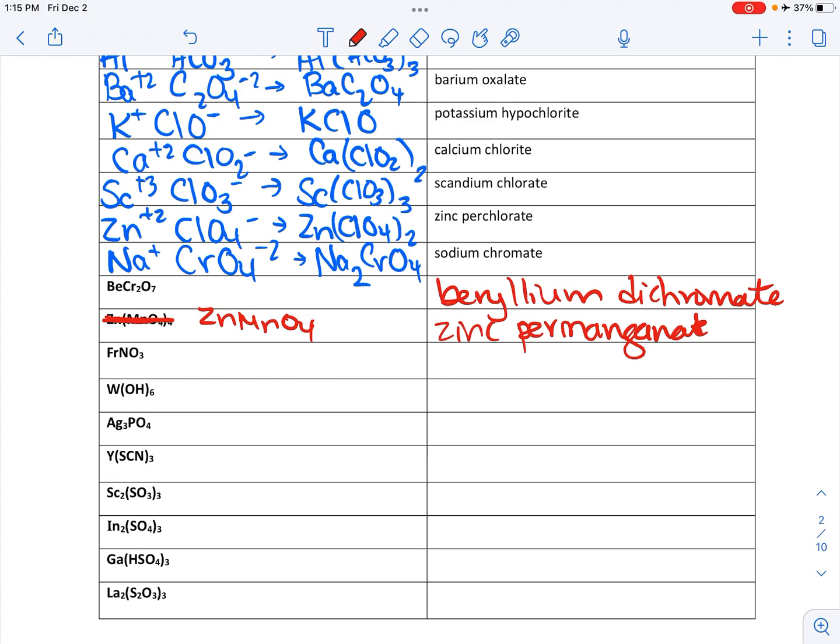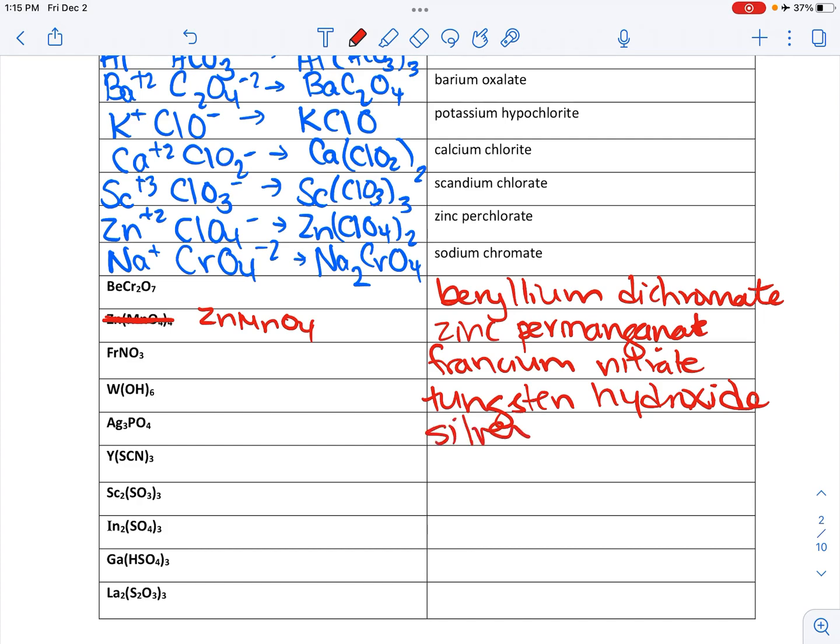All right, next one, francium nitrate. This is tungsten hydroxide. I'm just using table E. Silver phosphate. Yttrium. And by the way, if you don't know how to spell these elements, go to table S. And that is thiocyanate.